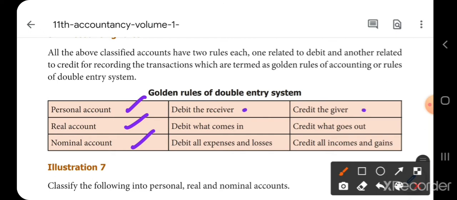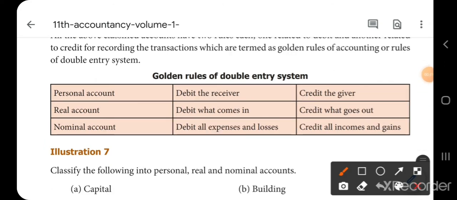That is, whoever is receiving the benefit, that person's account you will debit, and whoever is giving the benefit, that person's account you will credit. The giver's account you will credit. Debit the receiver, credit the giver. Okay. Who is receiving the benefit, that person's account you will debit. Credit the giver means who is giving the benefit, that person's account you will credit. Okay, hope it is clear. Debit the receiver, credit the giver.